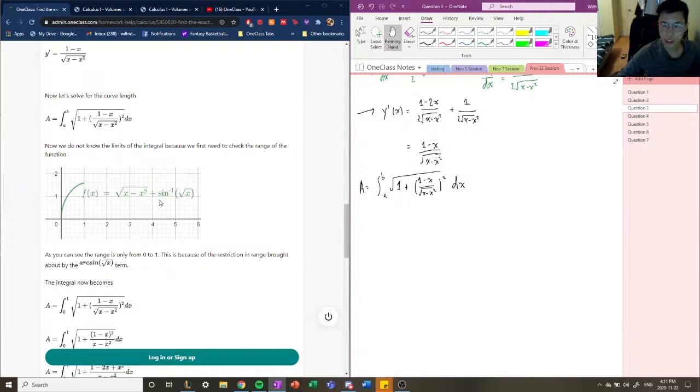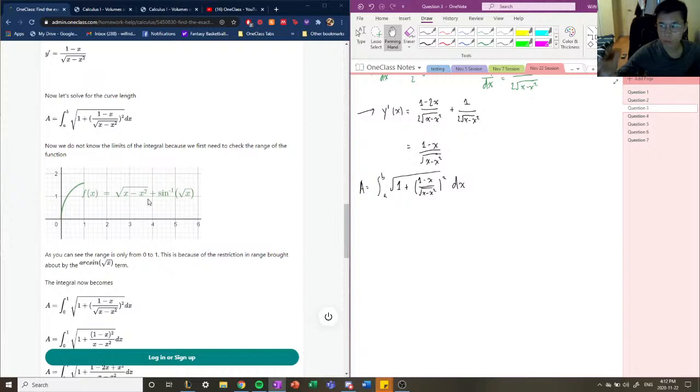So arcsine, usually the domain for this arcsine function is -1 and 1. However, the domain is restricted to 0 and 1 because of the square roots, okay? Just like our first part of the function, we cannot have our square root have a negative number, right? And so because of that, our arcsine function's domain is, again, restricted to 0 and 1.